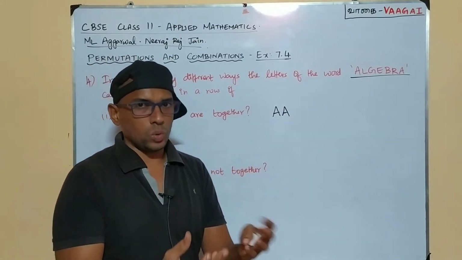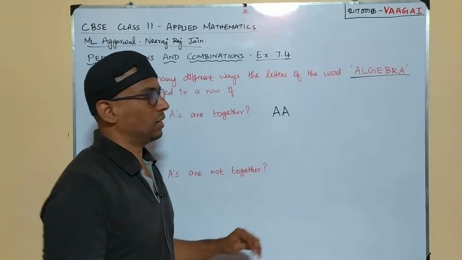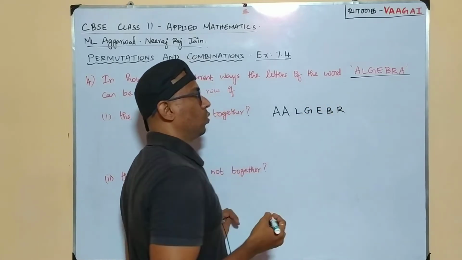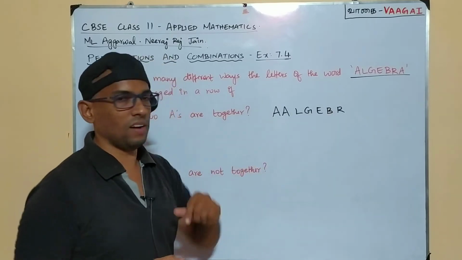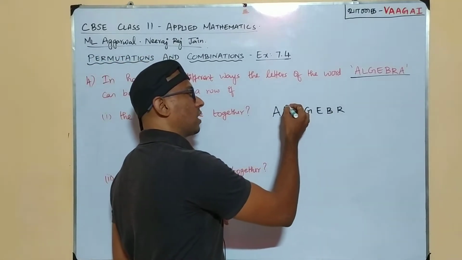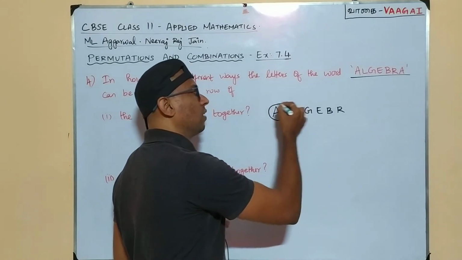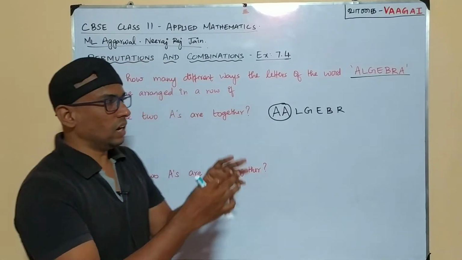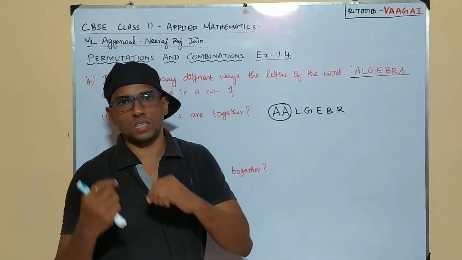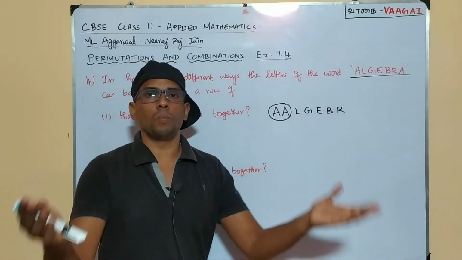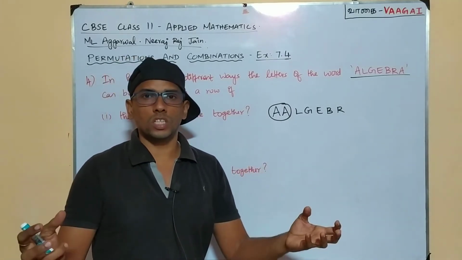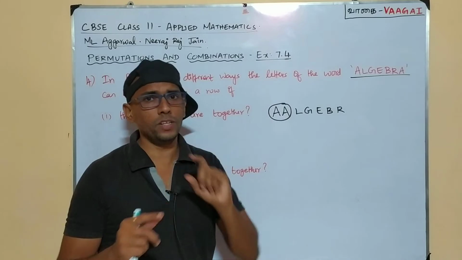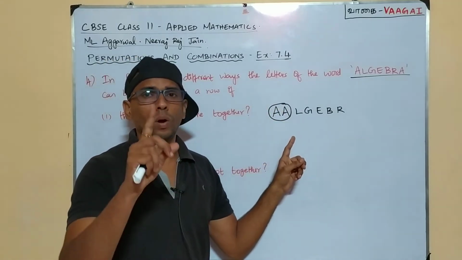Next we will write the other remaining letters. The other letters are L, G, E, B, and R. So we will take these 2 A's together and make them a single bunch. I hope the approach is clear to you, because we have dealt with similar questions in our previous exercise also. Whenever we have the condition that they should be together, we always put them inside one single bunch, right? That means these 2 A's are inside one bunch, so this is now only one single object for us.